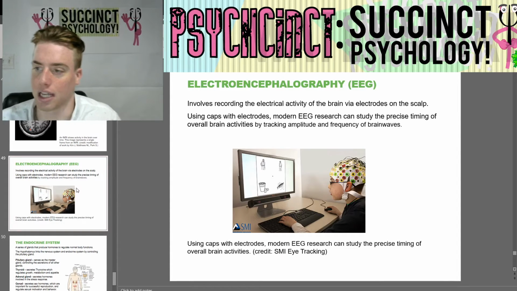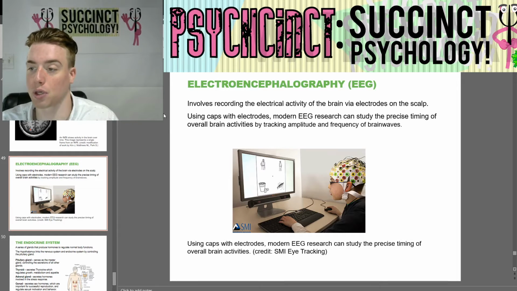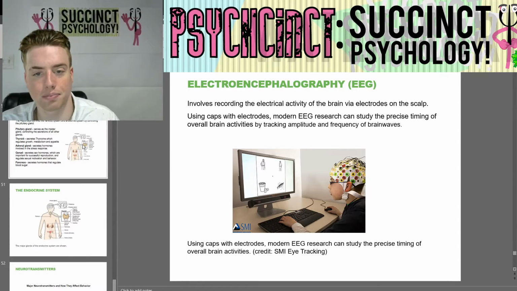Next we have electroencephalography. I think I said that right. Or EEG to make it a bit easier. It involves recording the electrical activity of the brain via electrodes on the scalp. Using electrodes, modern EEG research can study the precise timing of overall brain activities by tracking amplitude and frequency of brain waves. So here you see a picture, electrodes on the head, so they can track amplitude and frequency of your brain waves. And he's completing a task so they can measure all that good stuff.